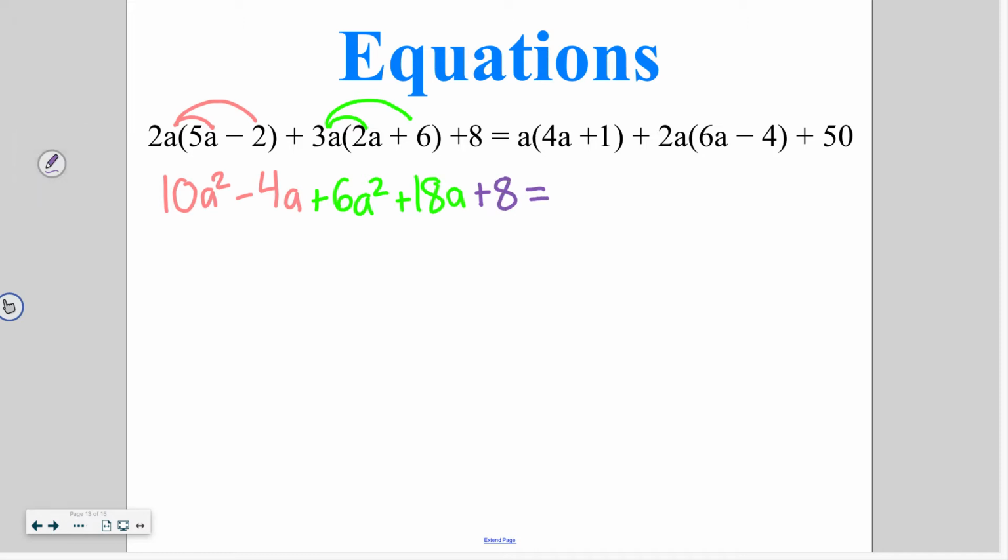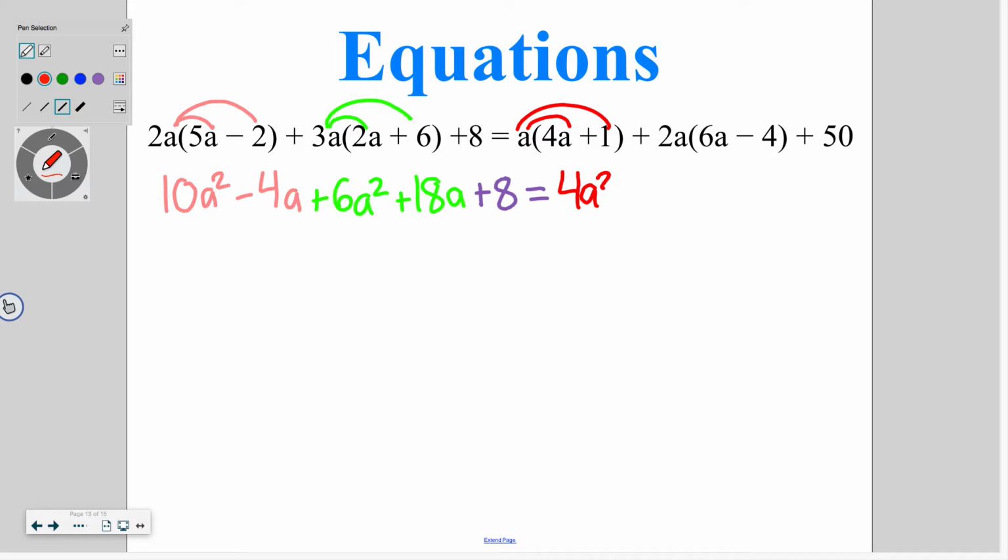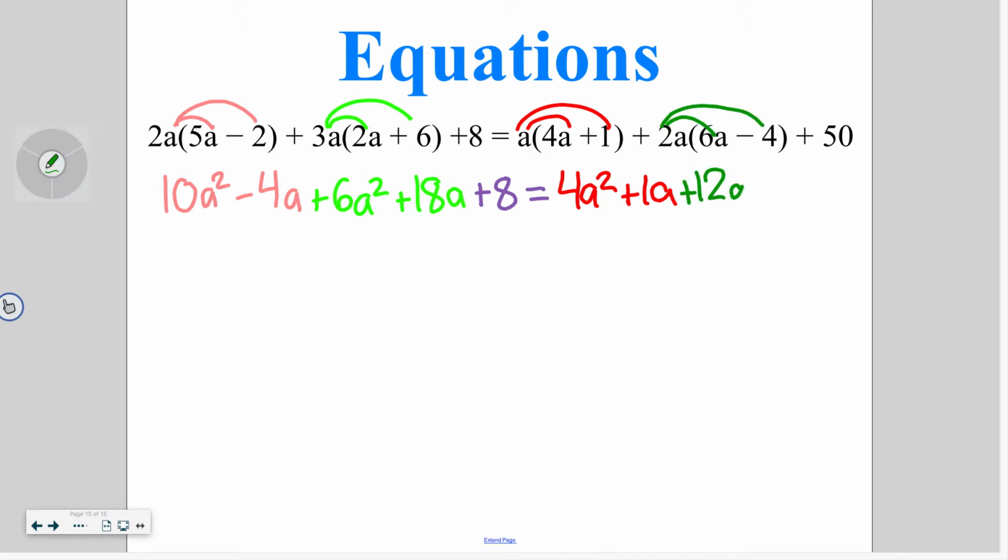Now, for the right side, I'm going to go ahead and start by distributing the a. So I've got 4a squared plus 1a. And then I'm going to do my next distribution. And we've got 12a squared minus 8a. And then once again, that 50 on the end is just standing independently.